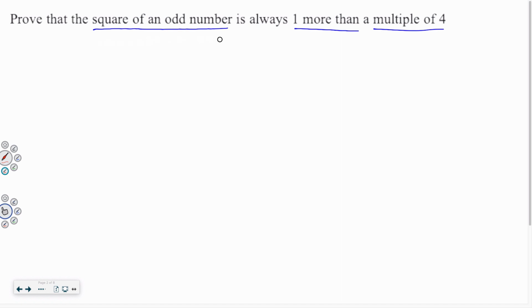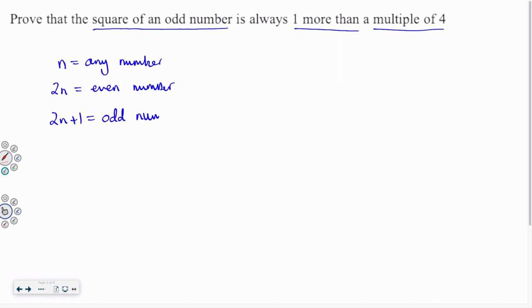So it says square of an odd number. Now we know that n is just any number, just like x. We always put any number into it. So if we multiply that by 2, that's got to be an even number. And then if we added 1 to that, so we got 2n plus 1, any even number plus 1 has got to be an odd number. So I'm going to take 2n plus 1 as my odd number. You could have also taken 2n plus 5, 2n plus 15, 2n plus 99, whatever, as long as you've got an even number plus an odd, so 2n plus an odd number, that will give you an odd number.